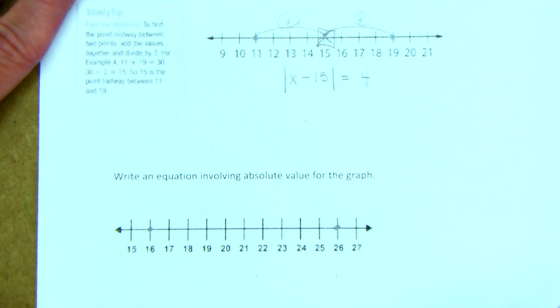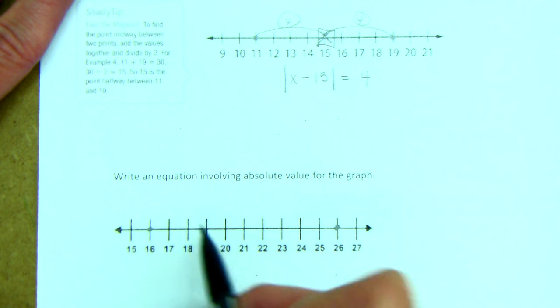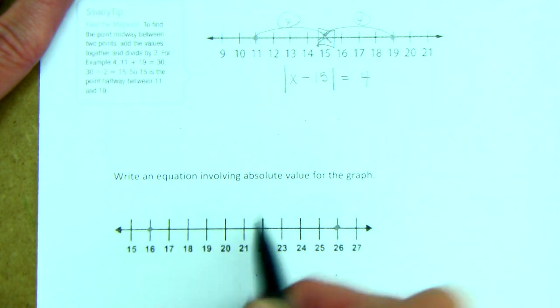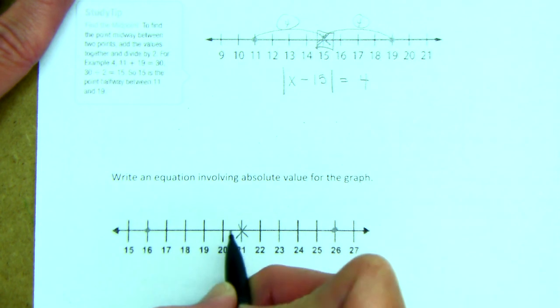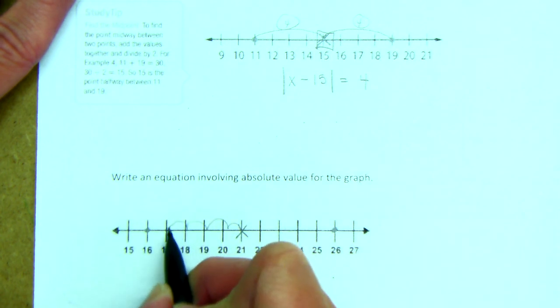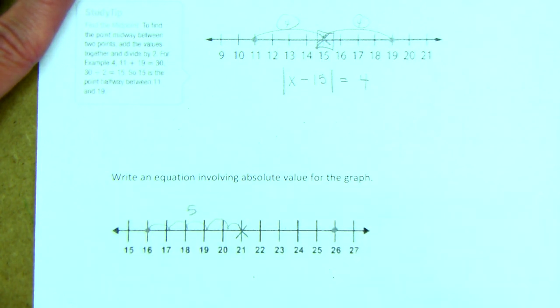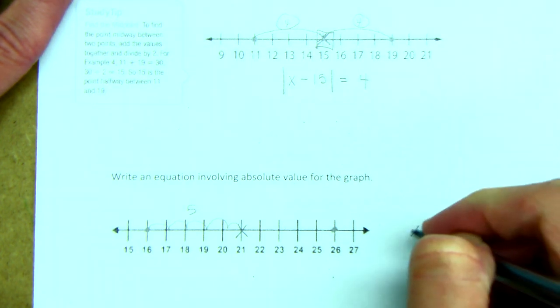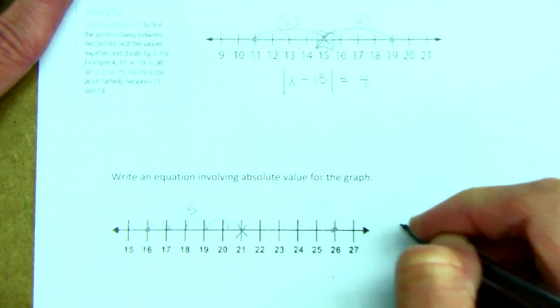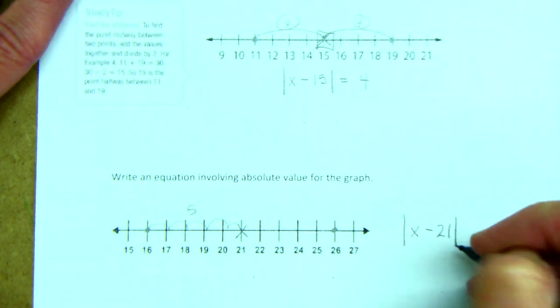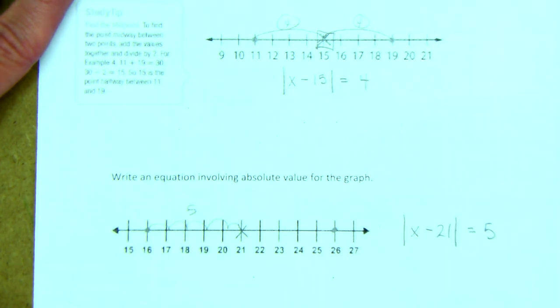On this one down here, same idea. We go from 16 to 26. Hey, I don't even have to do my math in any fancy way. That's 10, right? What's the midpoint of 10? 5. So 1, 2, 3, 4, 5. 21 is our midpoint. It can be 5 below, or 5 above. So we've got something minus 21 can be either 5 below or 5 above.